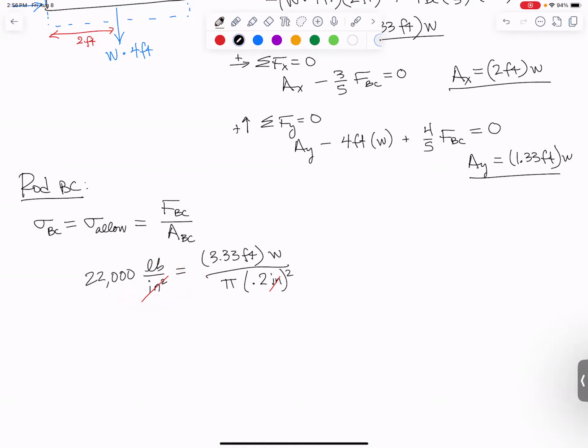Doing the math, you get W is 830 pounds per foot. So that might be the answer. That's a possible answer. That is the biggest distributed load before rod BC would reach its allowable stress. So let's go look at the pins next.